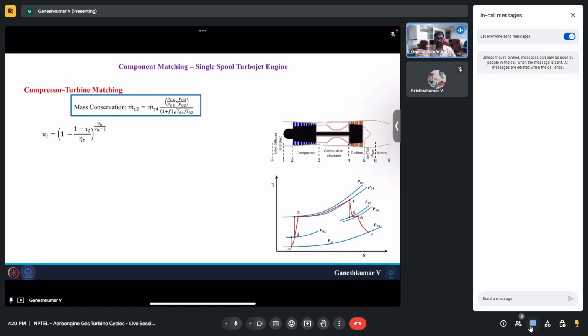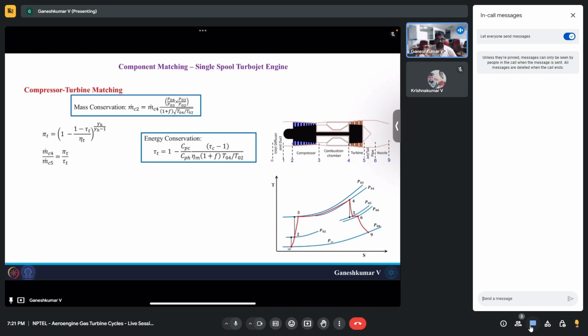And we also have the pressure ratio across the turbine, which we can find using this formula, and the temperature ratio across the turbine, which we can find using the energy conservation. So here is where we use energy conservation, and you can notice that the temperature ratio of the turbine also depends on the temperature ratio across the compressor. So this ensures that the turbine and compressor components are matched properly.